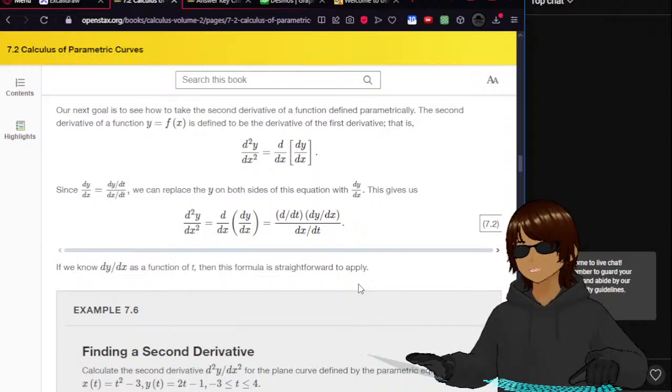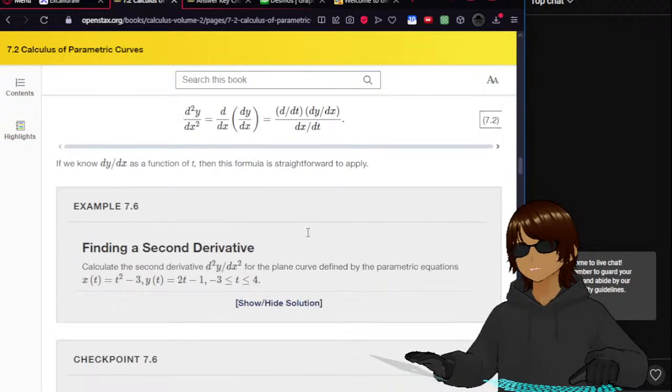If we know dy over dx as a function of t, then this formula is straightforward to apply. So I take the derivative of y with respect to x, and then you differentiate it again with respect to t, and then you divide it by the derivative of x with respect to t.